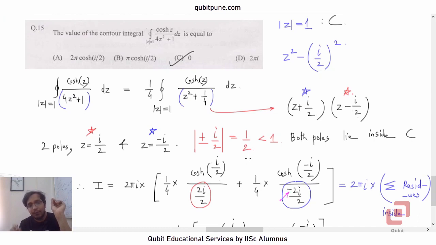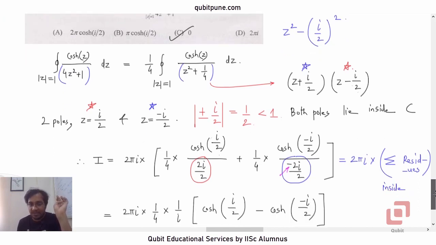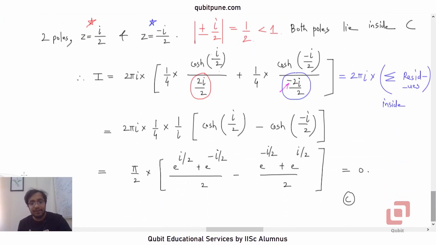But if you want a more detailed explanation, then we have to recall the definition of hyperbolic cos. The definition is cosh of z equals e raised to z plus e raised to negative z, upon 2. And now this is clear. This is making it clear that cos hyperbolic of z is indeed an even function.